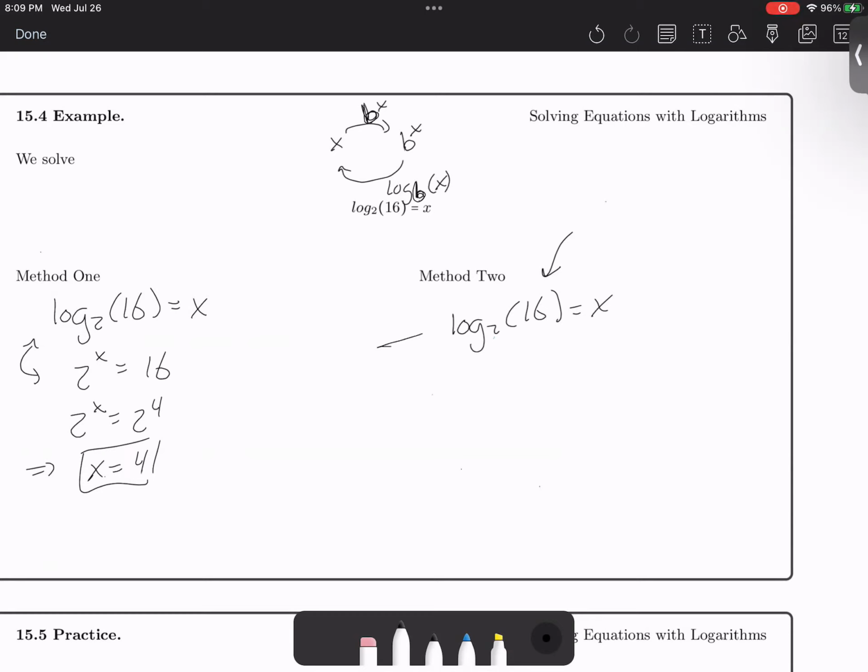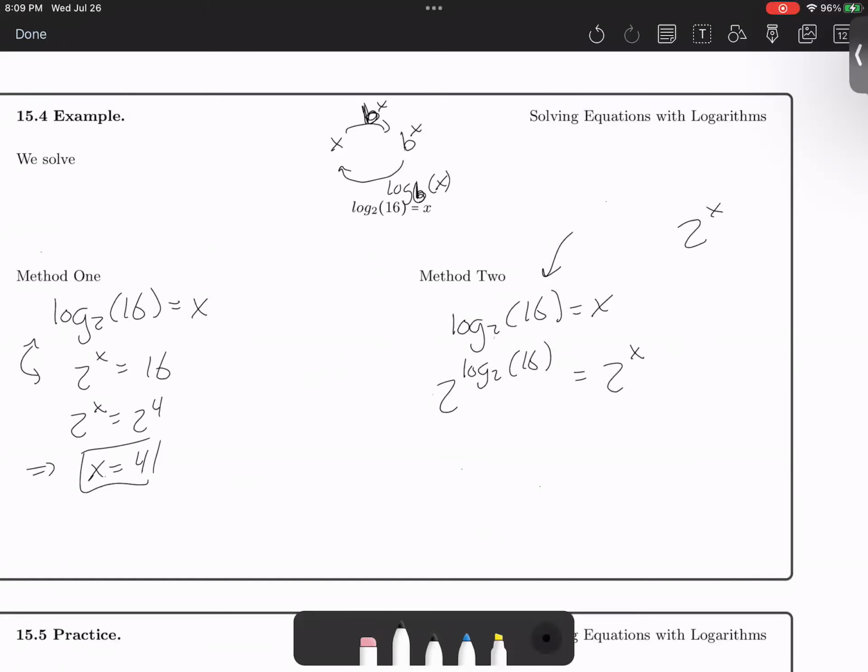So let's take this equation and map it into the 2 to the x function. So I'm going to take 2 to the log base 2 of 16. That will be equal to 2 to the x, right? If these two things are equal to each other, then if I put them both into the exponent of 2, then that should also be equal.